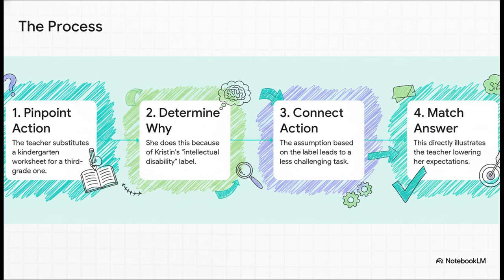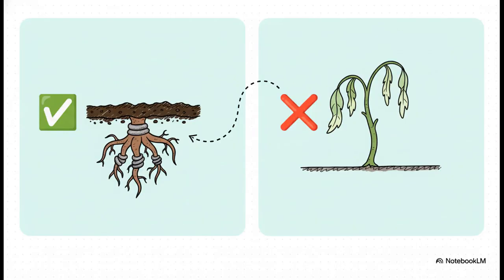The teacher, based on an assumption tied to that label, gave Kristen a much less challenging task. This is a textbook, crystal clear example of a teacher lowering her expectations. And here's another one of those classic traps. Look at option D. The label is being used to limit her resources.